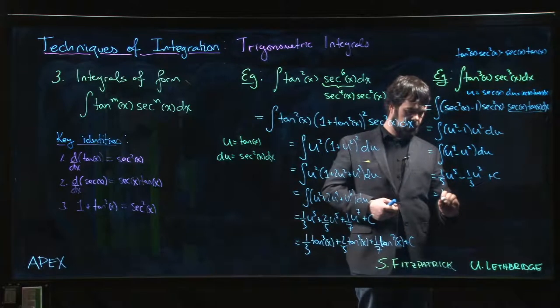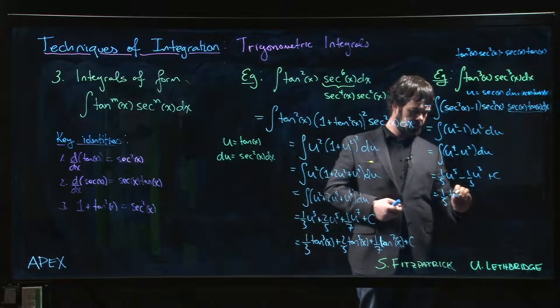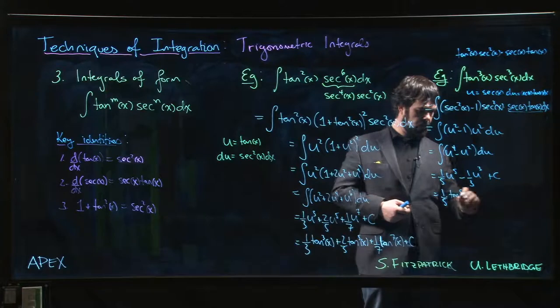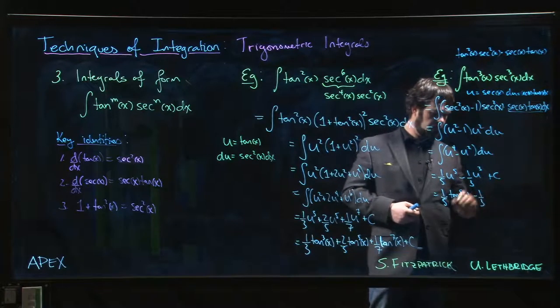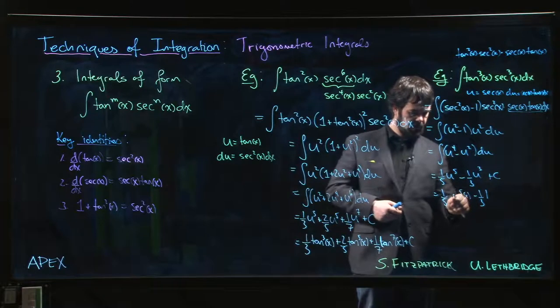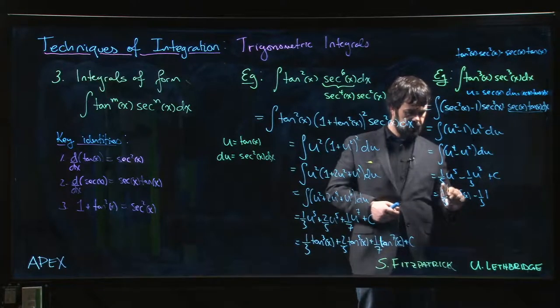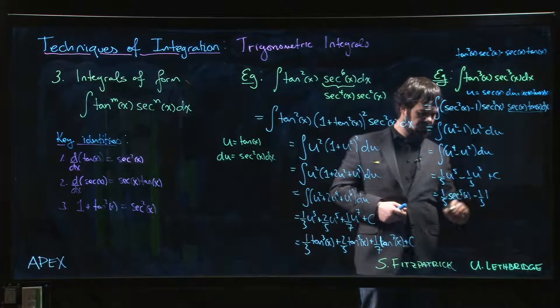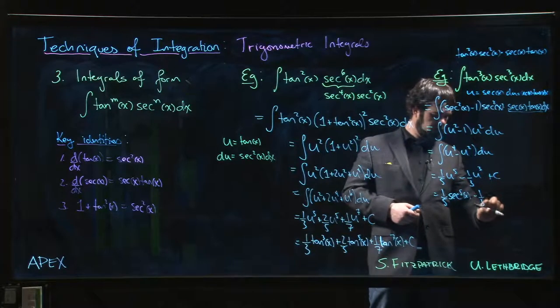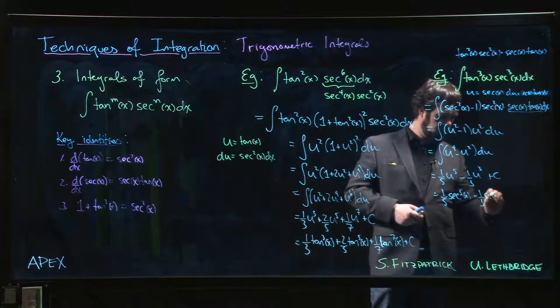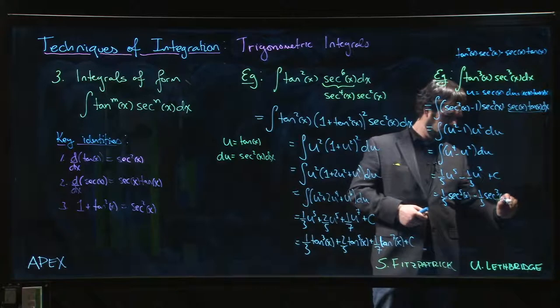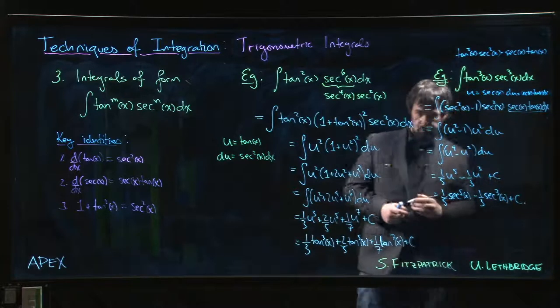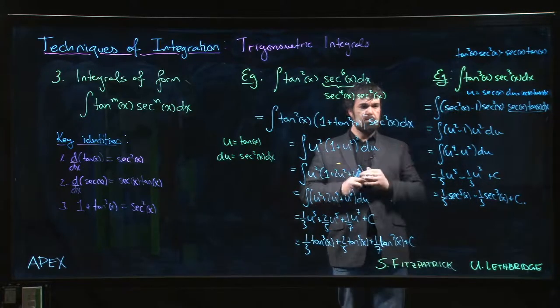so I get 1 over 5, sorry, not tan, secant, u is secant, secant to the 5th power minus 1 over 3 secant cubed plus c. Okay, not so bad.